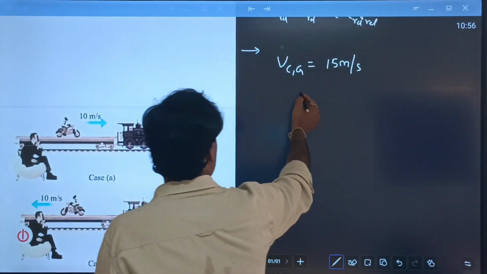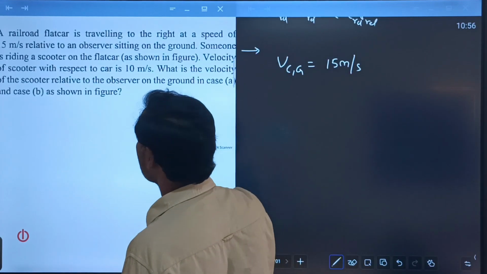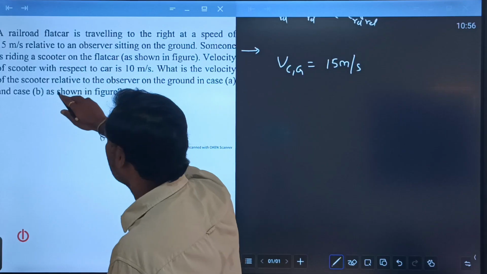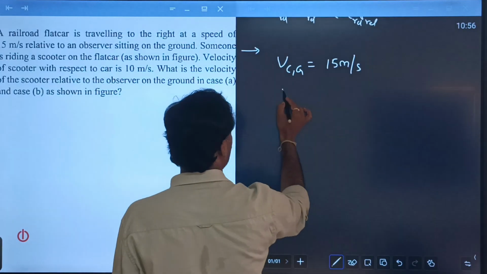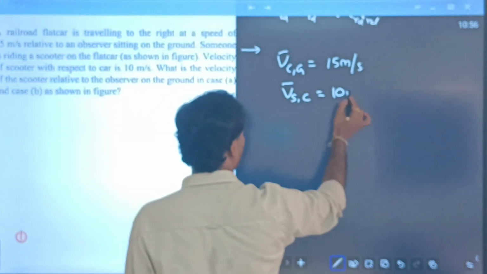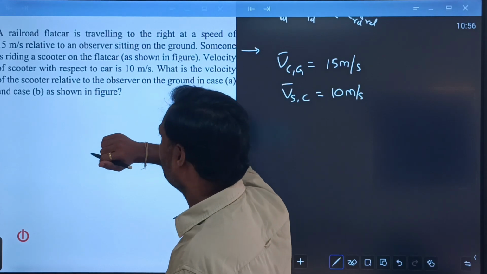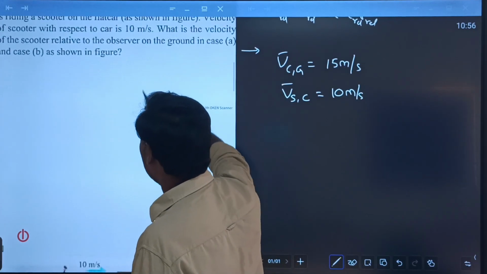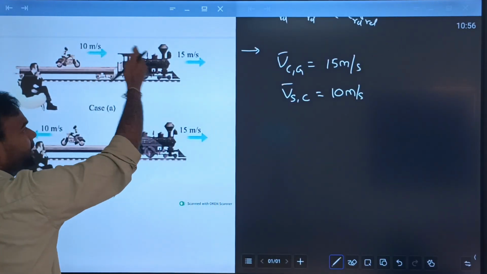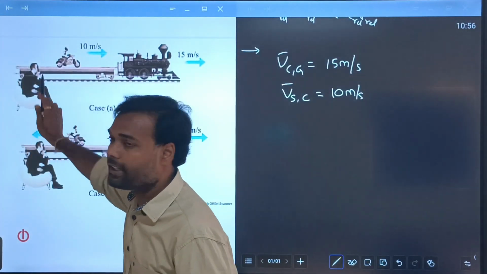Now the velocity of the car with respect to ground is 15 meters per second, and the second sentence in the question is: someone is riding a scooter on a flat car. The velocity of the scooter with respect to the car is 10 meters per second. What is the velocity of the scooter relative to the observer on the ground in case A and in case B? Case A says that the scooter is also moving in the same direction as the flat car. And here ultimately he is the observer.